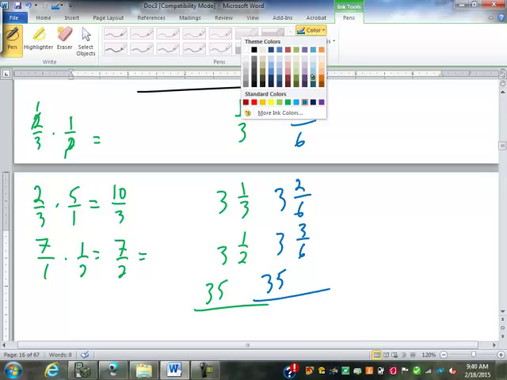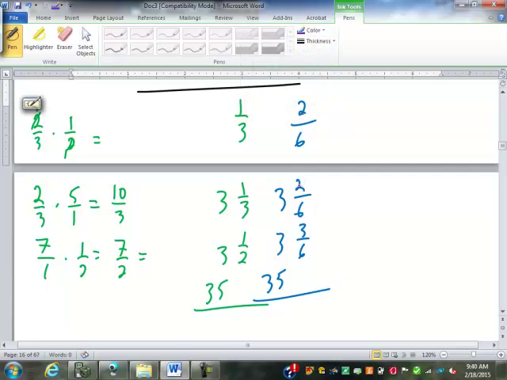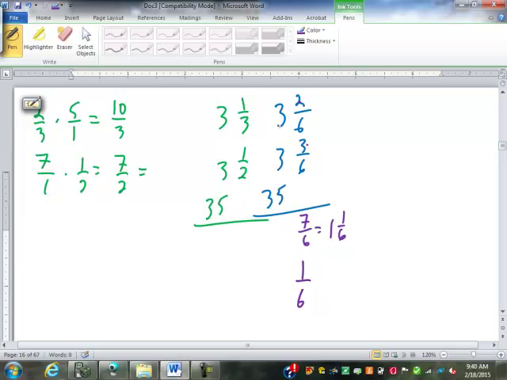So now we're going to add the fractions. 2 and 2 is 4, plus 3 is 7/6, which is 1 and 1/6. So we'll keep the 1/6, carry the 1, that's 4, 7, 12, carry the 1. 42 and 1/6. We get the same answer.